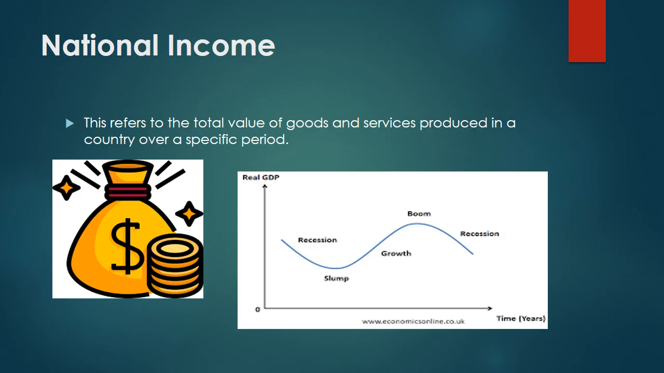At this time also, there is high unemployment. People lose jobs at recession, and many people don't have jobs or they are not employed. We also have low production and sales. The production in the economy is low, and also the sales are low at this time of recession.